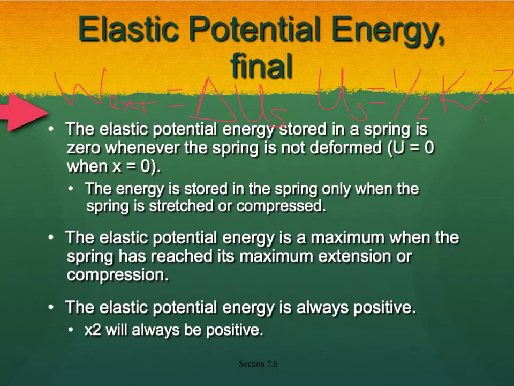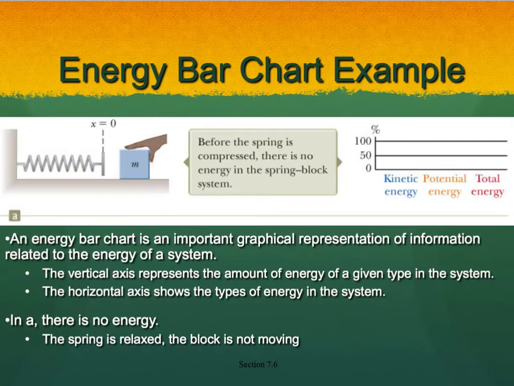Now, the elastic potential energy is a maximum, and again, that's going to be when we've compressed the spring to its maximum ability, or if we've stretched the spring to the maximum capability of the spring. So there is kind of a cutoff or a threshold for how much elastic potential energy we can have. We would consider elastic potential energy always to be positive, because if we square x, then of course it's always going to be positive.